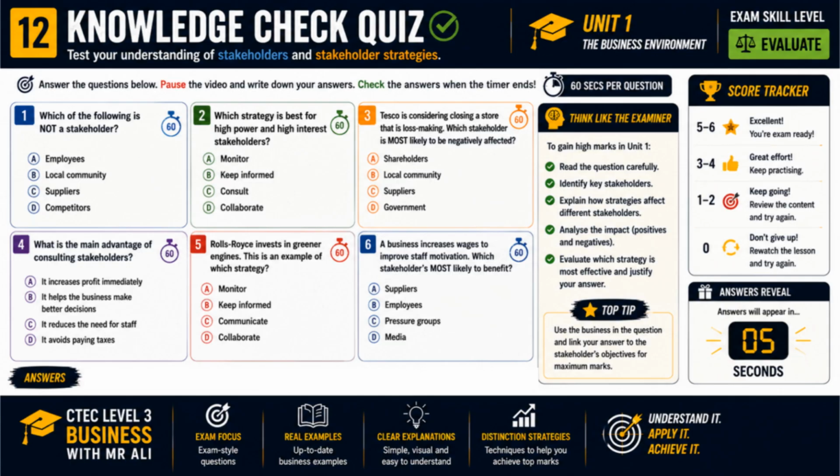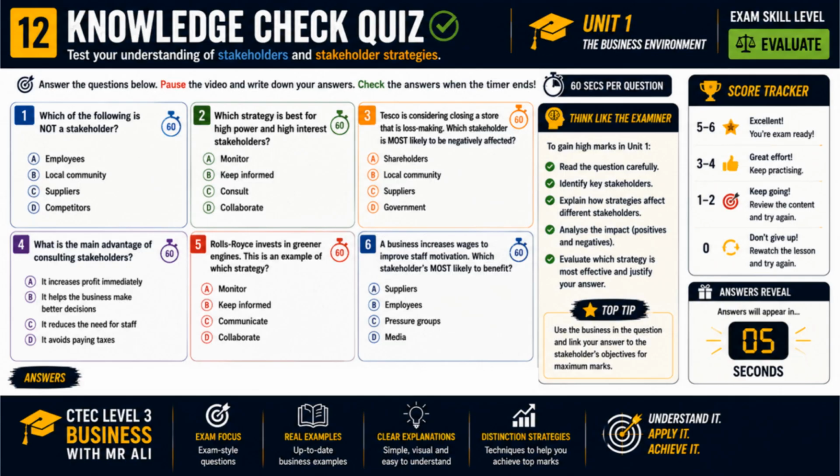Read the question carefully. Identify the key stakeholders. Explain how strategies affect them. Obviously, these are multiple choice questions, but if you want to be able to explain it, you can still do that, thinking as if it was a 3 marker, 6 marker, 8 marker, and then analyze and evaluate. Okay, score tracker. If you've got 5 to 6, excellent, well done, you are exam ready.